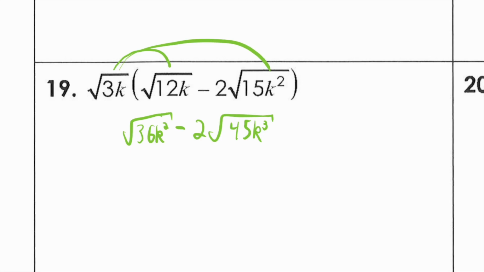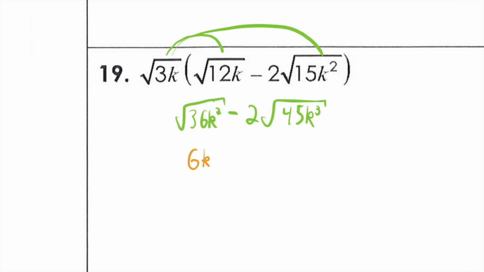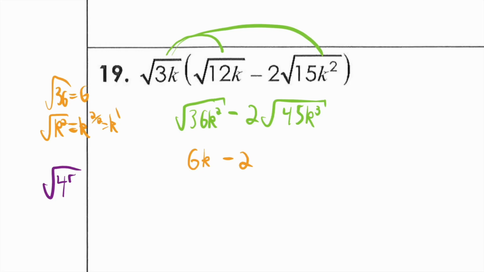So now this first one is just 6k. Those are both perfect squares, actually. If you want to do those separately out to the side, feel free. But square root of 36 is 6, and square root of k squared would lead you to k to the power of 2 over 2, which is k to the power of 1. Minus 2 times, well, let's do this one off to the side since it doesn't work out quite as nicely. Not horrendous, just not quite as nice.